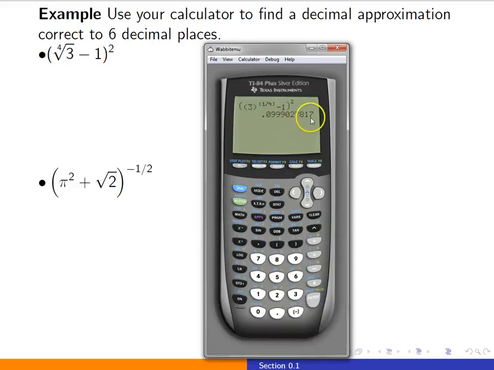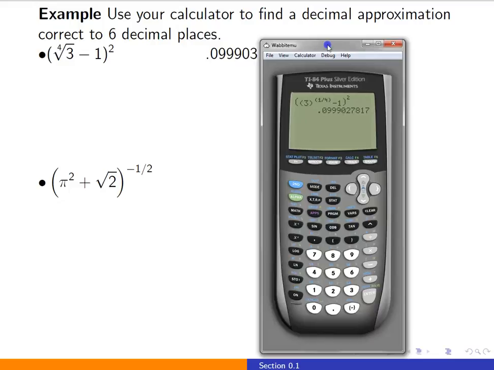And what we get back is the following decimal approximation. We would like it correct to 6 decimal places. 3, 4, 5, 6. So we count out to the 6th decimal place and round accordingly. So it's a 2, the next decimal place is a 7, so we round it up to a 3.